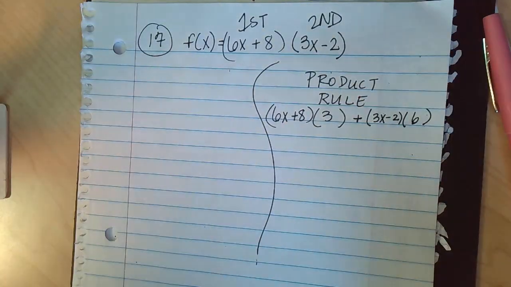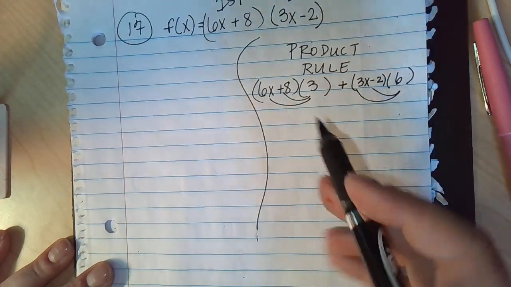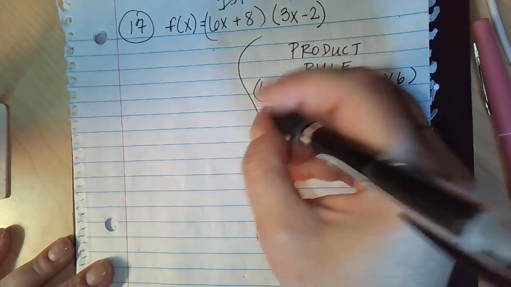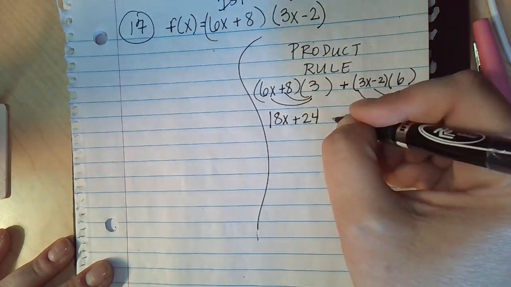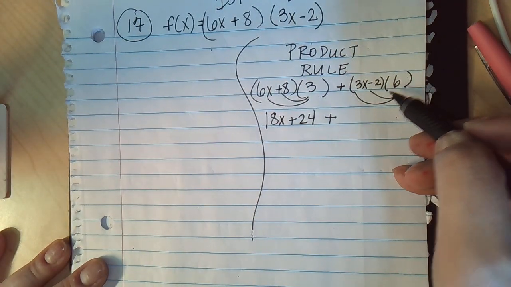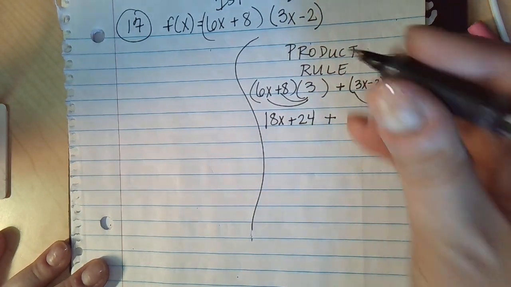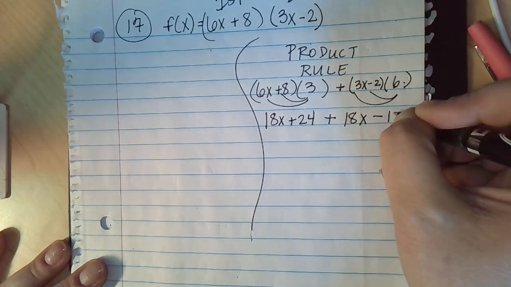Alright. And then multiply. Distribute. So that 3 has to go to both. So we get 18x plus 24. Then on this second piece, the 6 gets distributed backwards. So 6 times 3x is another 18x. And 6 times negative 2 is minus 12.